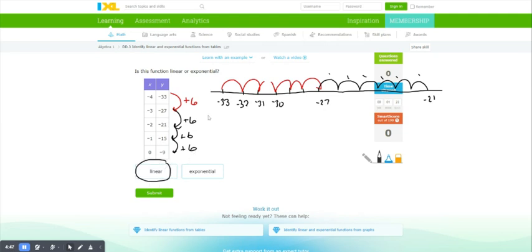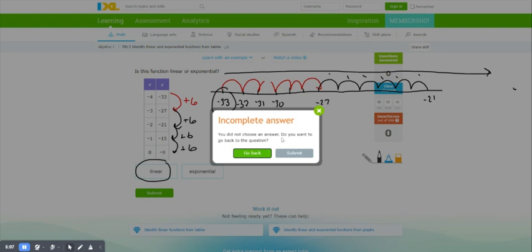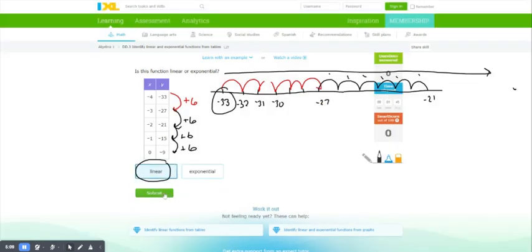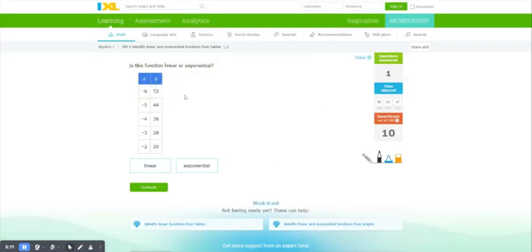The other thing it's asking is this increasing or decreasing? Well, if we're going from negative 33 to negative 9, which would be all the way over here, we're going to the right on our number line. So that means we're increasing. Our numbers are getting bigger, they're getting less negative, right? So this is a linear function because it's repeated addition, and it's increasing because our y values are increasing. Let's take a look at another example.